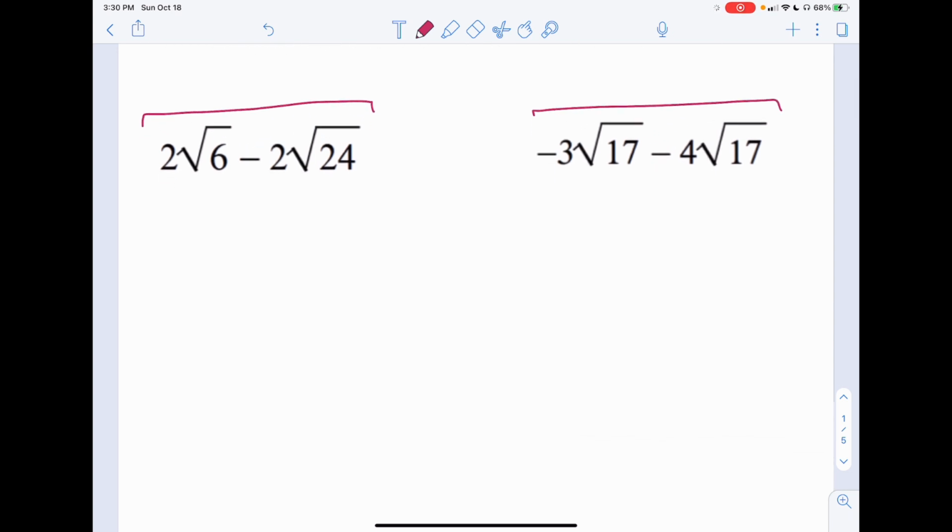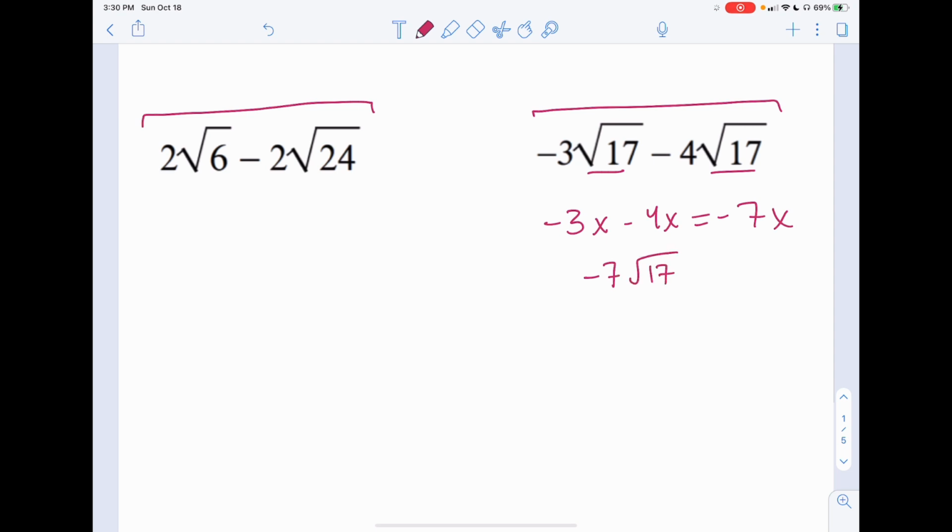We can really think of this almost like negative 3x minus 4x, which would be negative 7x. Of course, that's not our answer, but we could think of it that way. The radical 17 is the same in both, and so we can combine them through subtraction. So we can get negative 7 radical 17. So negative 7 radical 17 will be our answer.